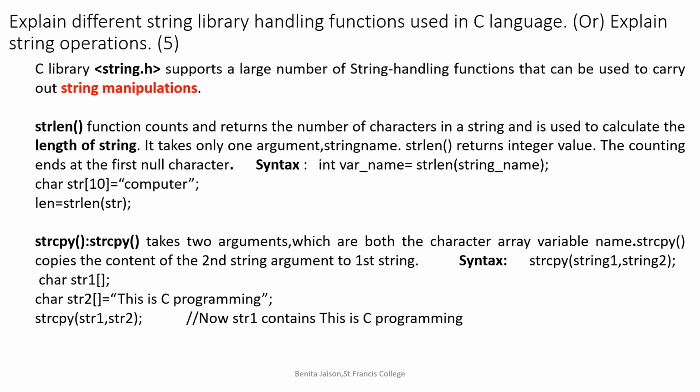The array size is declared as 10, but for the remaining 2 character positions, after R the string is terminated with a null character, and the one more empty character position is also initialized with a null character. So it returns the number of characters, that means in "computer" there are 8 characters before the null character, so it returns 8 as the length of the string. The second function is string copy, which takes 2 arguments, both of which are character arrays.